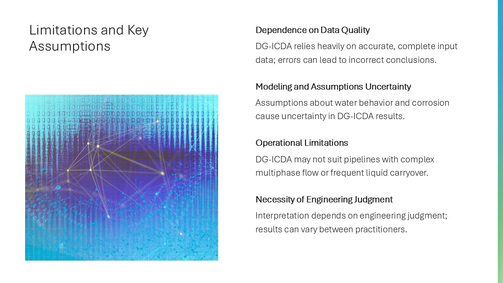Engineering judgment plays a significant role in interpreting results, meaning outcomes can vary between practitioners. Additionally, DG-ICDA does not eliminate the need for other integrity tools and should be used in conjunction with monitoring, operational controls, and corrosion mitigation programs. This slide reinforces the importance of understanding the assumptions and limitations to ensure DG-ICDA is applied appropriately and responsibly.